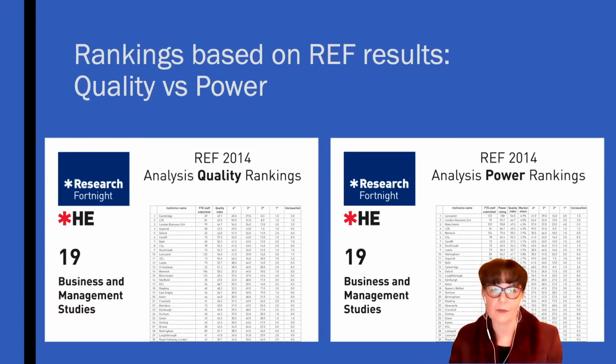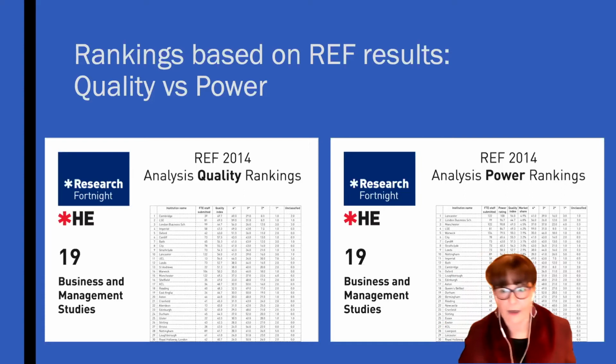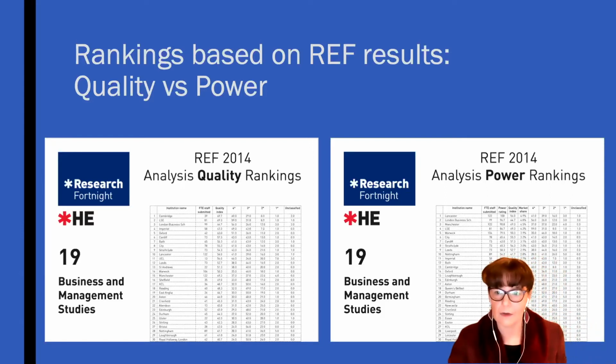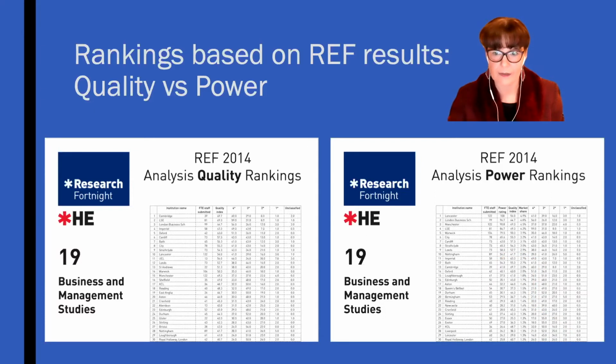And the power ranking actually multiplies that quality ranking by the number of people working in the unit of assessment. So if you look at this quality ranking, you can see here, for instance, that Cambridge is at the top of the list of the quality ranking, which won't be a surprise for many of you. But if you then look at the power ranking, you see that Cambridge is only ranked 13. So the reason for that is hidden behind my head, and I need to go that way, in that Cambridge only has 29 members of staff, and I'll move to the top so you can actually see that.